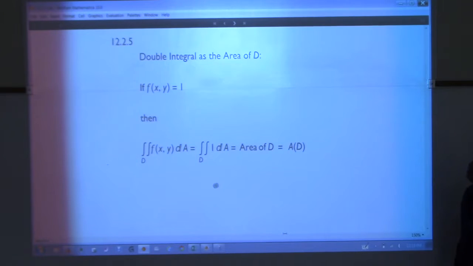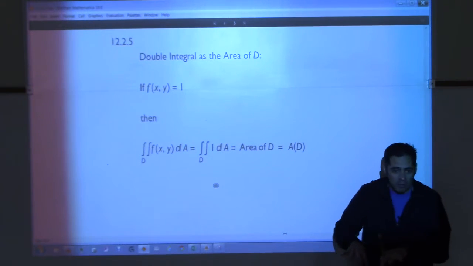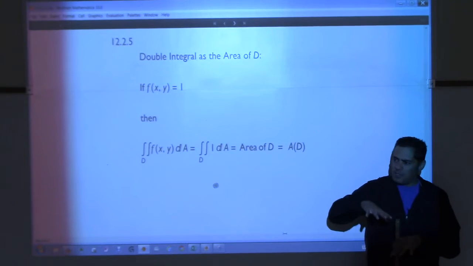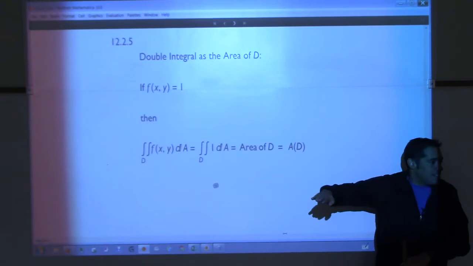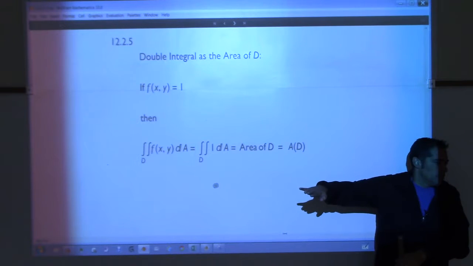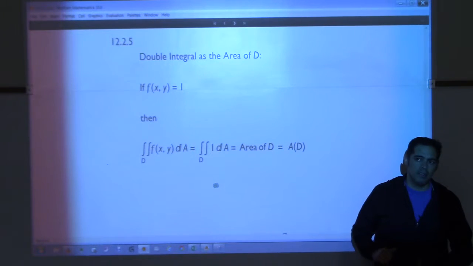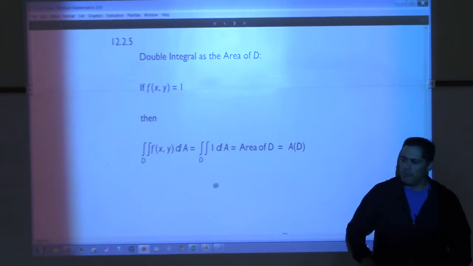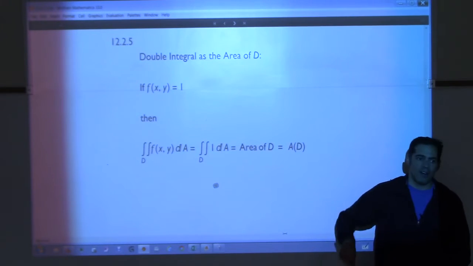The double integral as the area of D, if your surface is the constant one function. Okay? So imagine we have a region on the floor, right? Some region. And the surface above it is just flat. Okay? Flat. Then if we find the volume below it, the answer is the area of D.